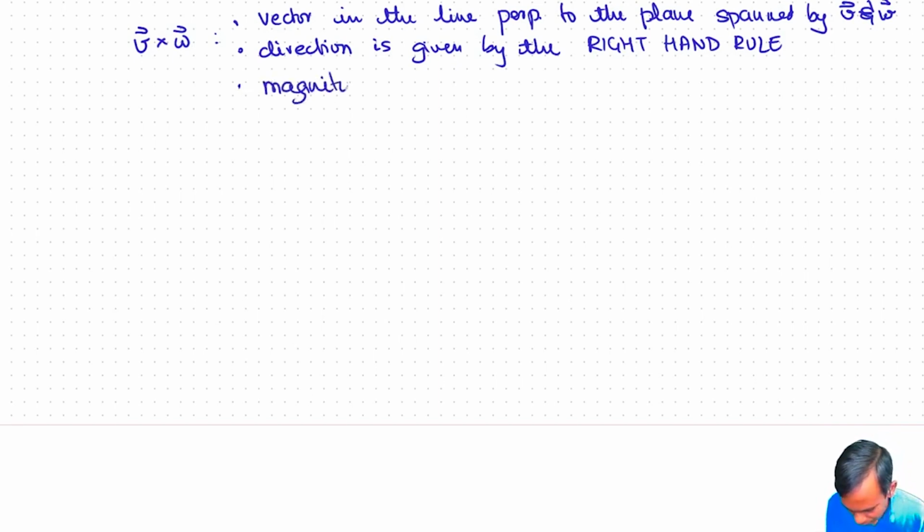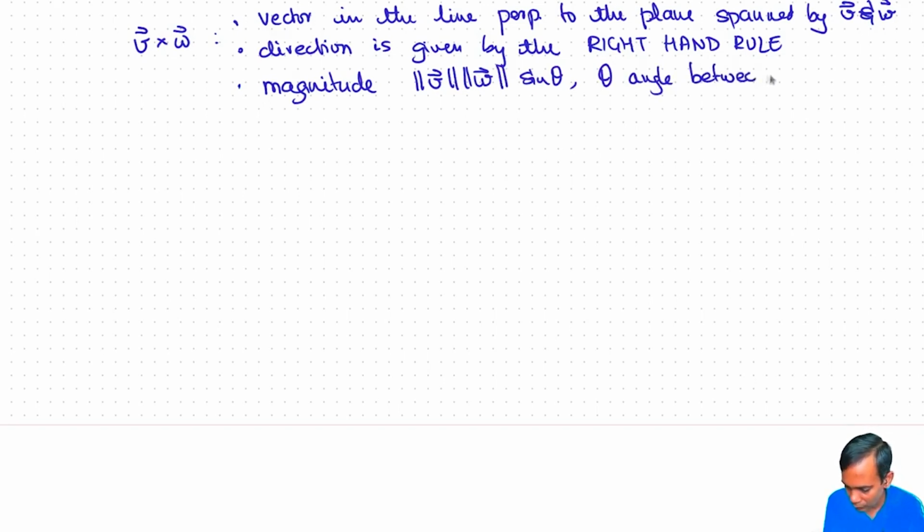And the magnitude of this vector is the magnitude of V times the magnitude of W times sine theta, where theta is the angle from V to W, so to speak, in the plane spanned by V and W. Okay, so that was the definition of cross products, just to remind you. Let's move on to part B of this problem.